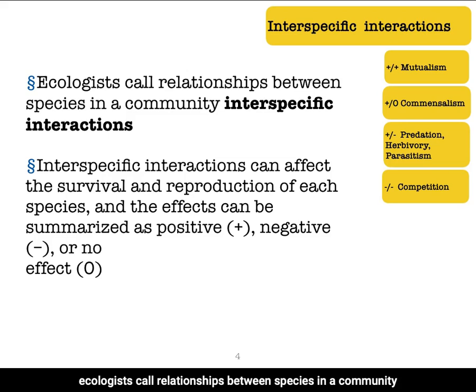Ecologists call relationships between species in a community interspecific interactions. Interspecific interactions can affect the survival and reproduction of each species within that community and can be summarized by positive, negative, or no effect. Examples of these types of interactions are competition, predation, herbivory, parasitism, mutualism, and commensalism.